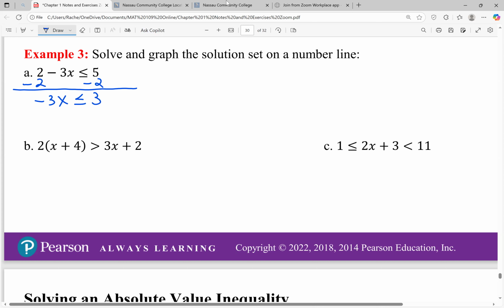Now, in order to get 1x, we have to divide by negative 3. So we're going to divide both sides by negative 3. But this is what I was saying earlier. Since we're dividing the inequality by a negative number, we have to reverse the direction of the inequality. So we're going to have x, now let's reverse the direction of the inequality, is greater than or equal to 3 divided by -3, which is -1.